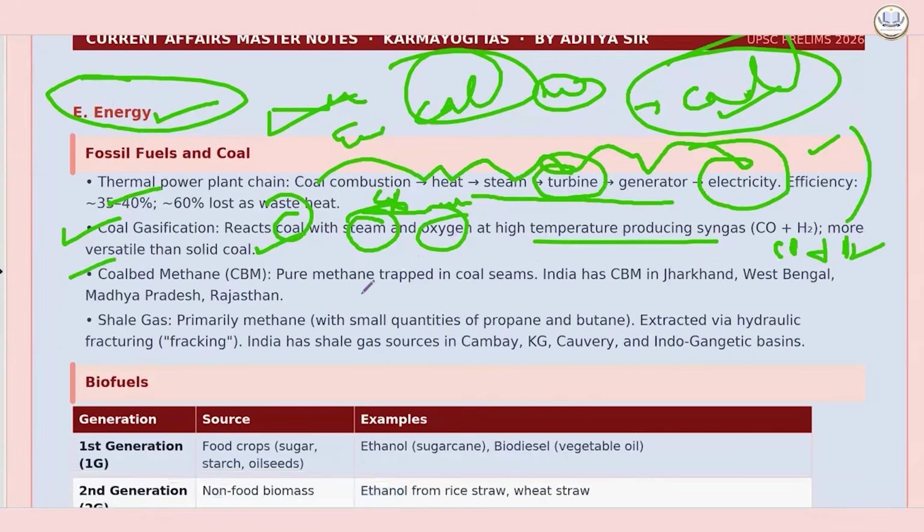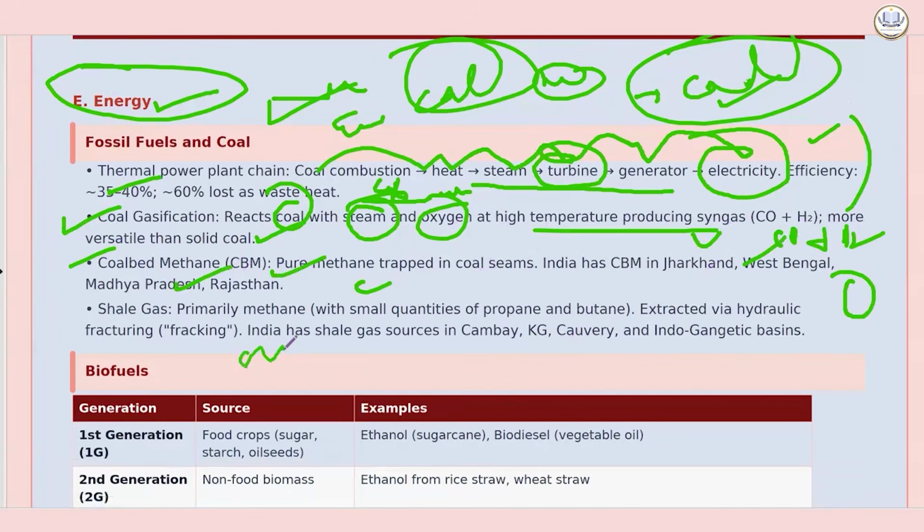Then we have CBM, which is called coal bed methane. Pure methane trapped in coal seams is called CBM, and India has it in Jharkhand, West Bengal, MP, and Rajasthan. Shale gas is primarily trapped in rock formations, and it is extracted via hydraulic fracturing, or fracking. It is primarily methane, and it has small quantities of propane and butane as well. India has shale gas sources in the Cambay, Krishna-Godavari, Kaveri, and Indo-Gangetic basins as well.